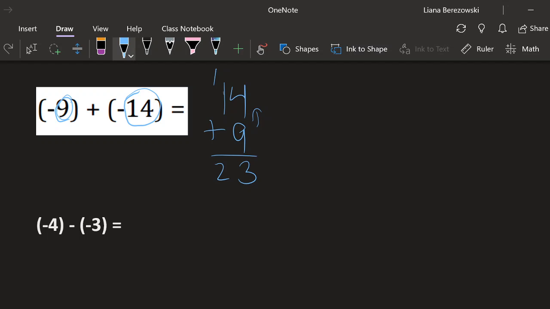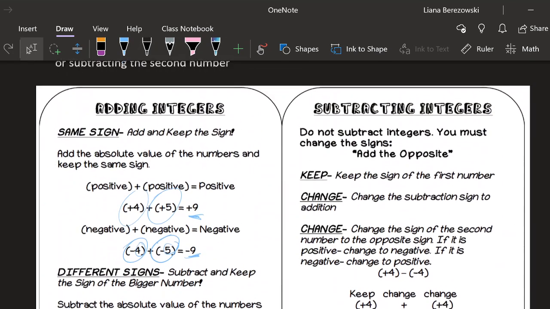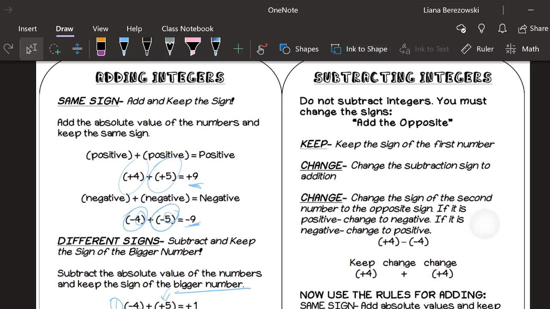9 plus 14 is 23, but it's going to be a negative 23 because both of the numbers in your problem are negative numbers. So you add those absolute values, and then whatever sign your numbers have in the problem, that's the sign of your answer. So I lied and said that there were two examples of addition problems. It's actually only one. The next two are subtraction. So we'll jump back up to this before we do those.